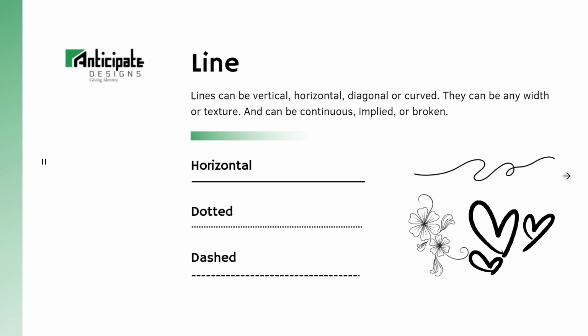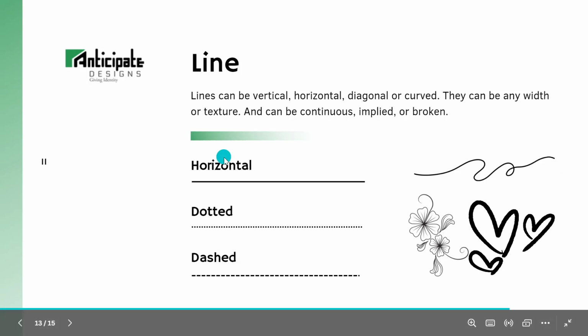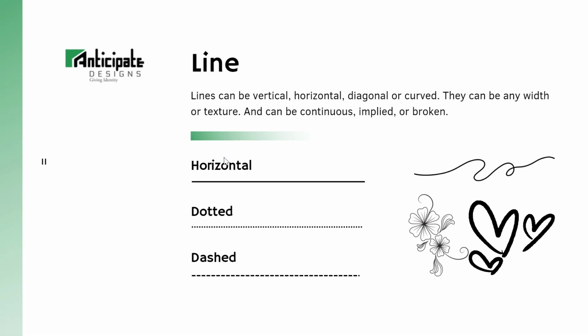On our next elements of design, we have line. And what are lines? Lines can be vertical, horizontal, diagonal, or curved. They can be any width or texture and can be continuous, implied, or broken. Lines are the very basic elements of design.